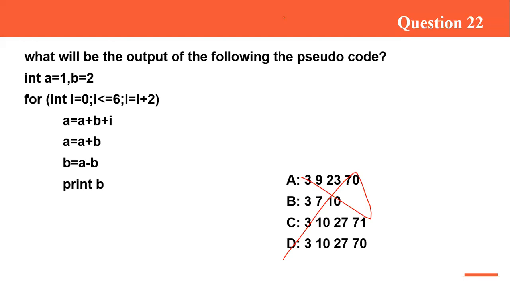I don't know whether options are right or wrong. You should tell me. Oh, someone got the options. Okay, 3, 10, 27, 70. Is it so? Okay, we'll check it. Someone says option C. D and C people are saying. Someone said 21 also.